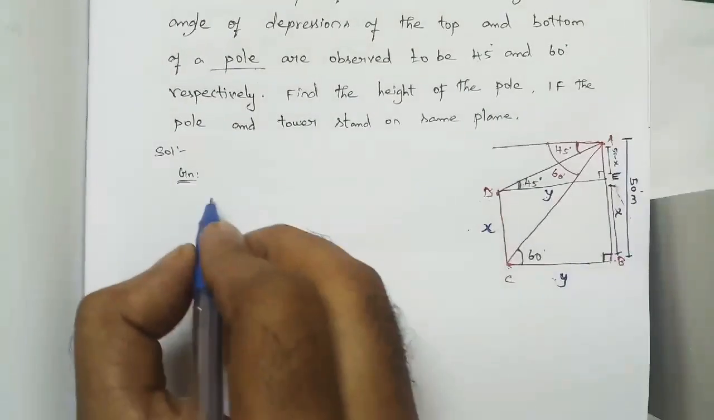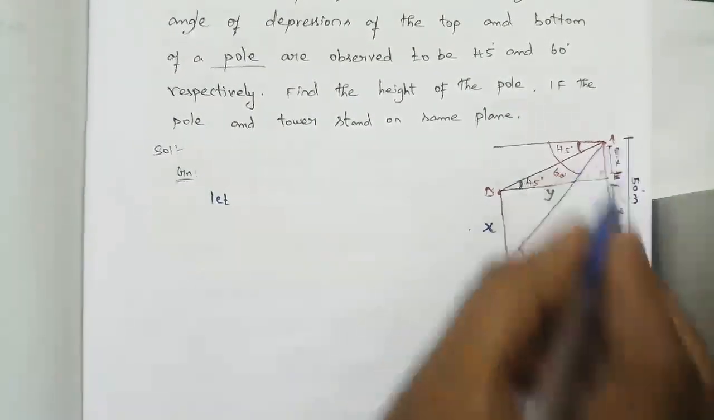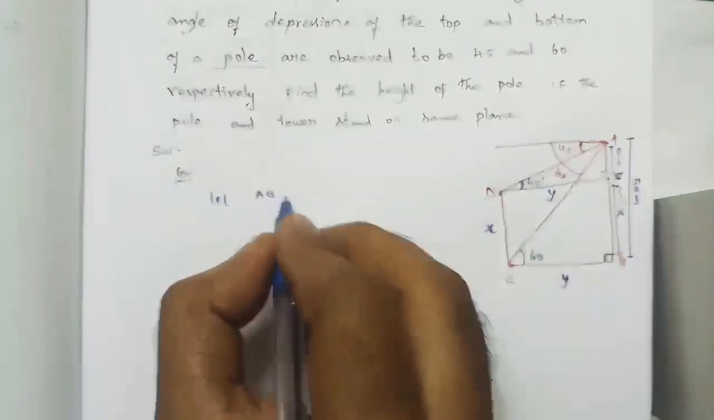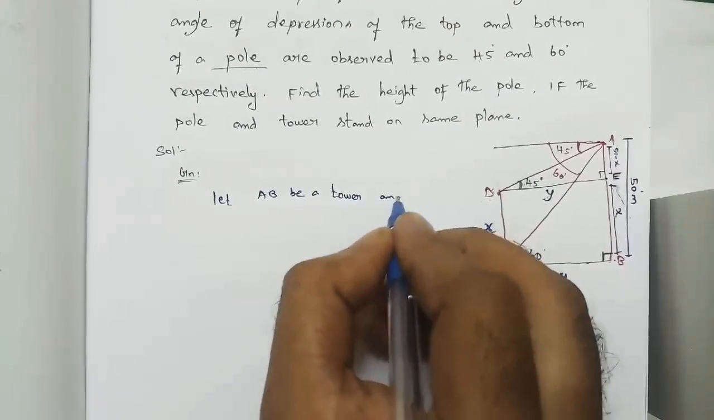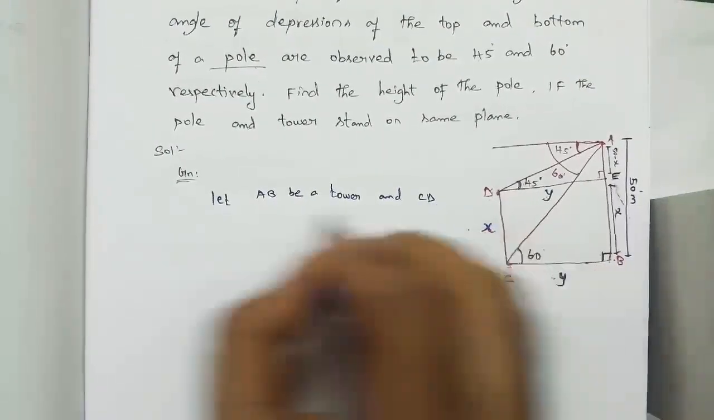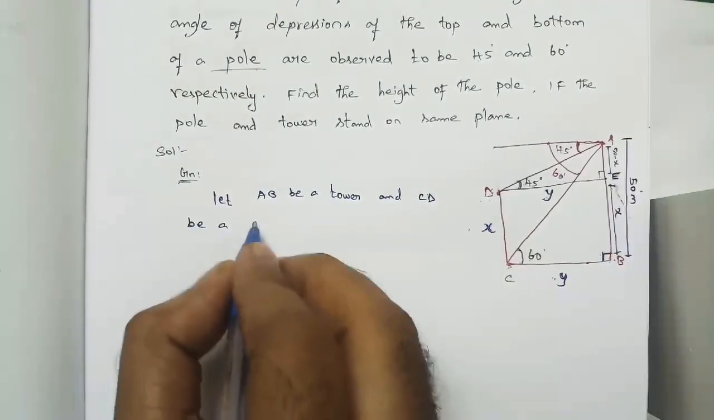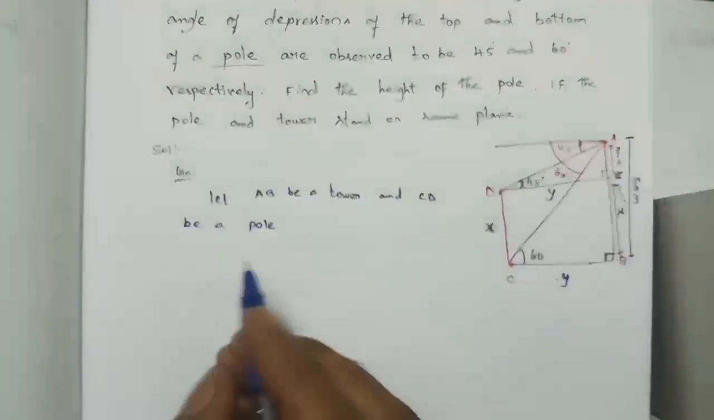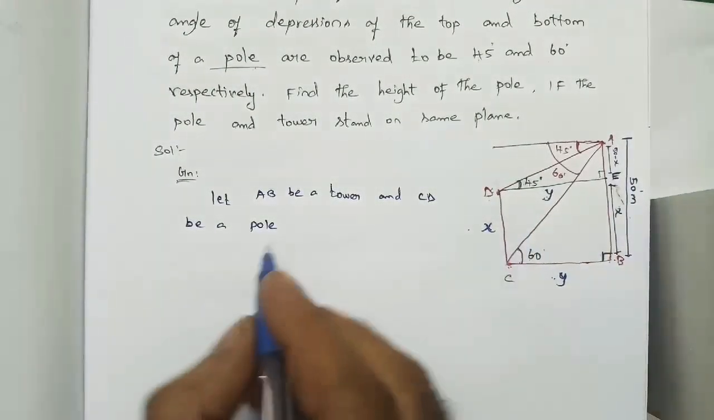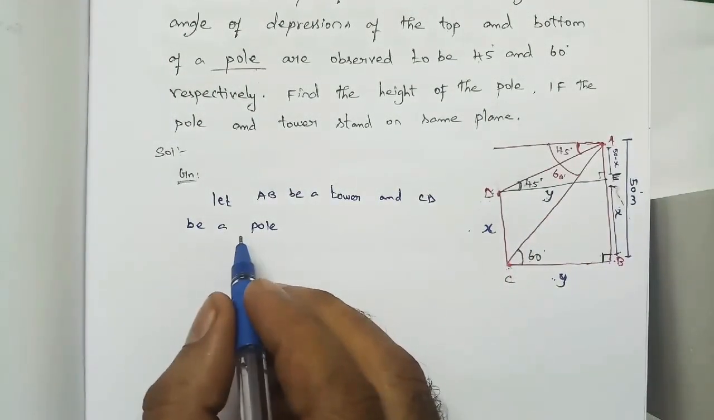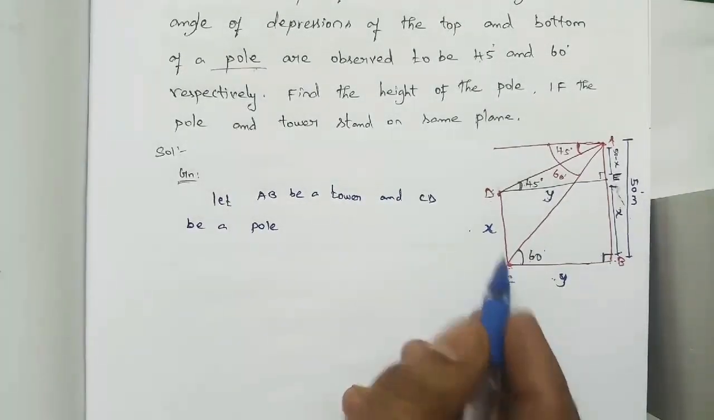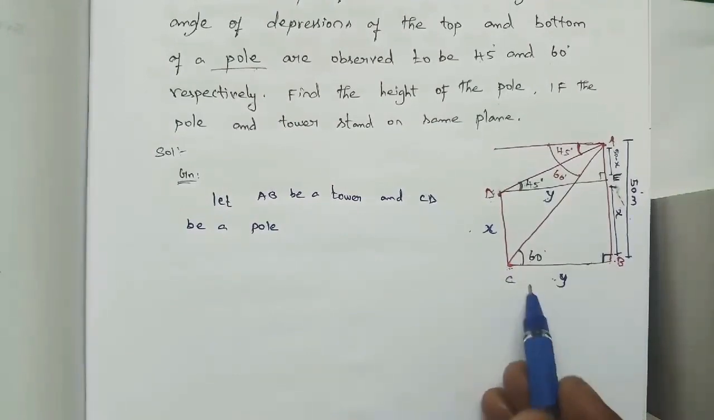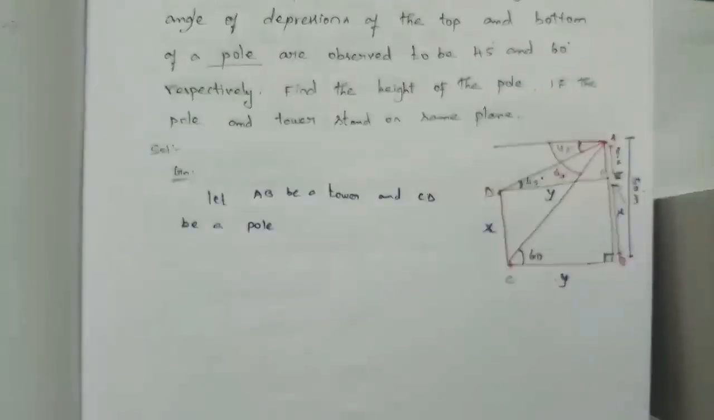Given, let AB be a tower and CD be a pole. And we are assuming something: let CD be x and BC be y. Likewise, we have to mention the assumptions.